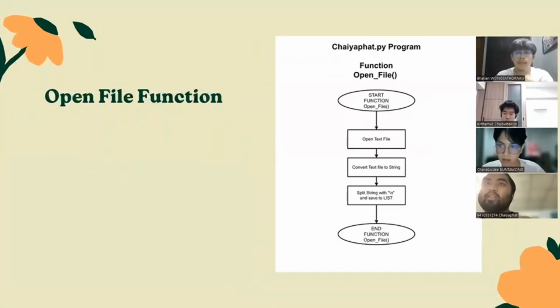Next, as you can see, start by opening the open files functions, then the text file function will execute. After that, convert the text file into a string. Split the lines using slash and continue using the function. Finally, the system will proceed to import it into the function and create it.